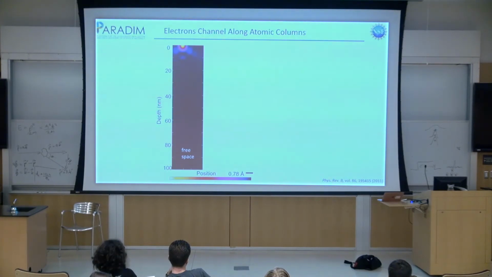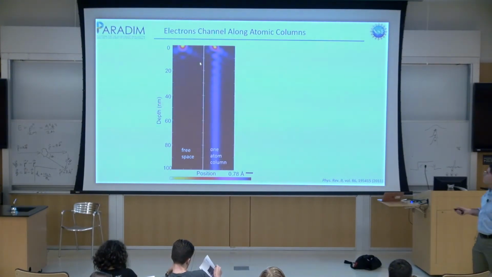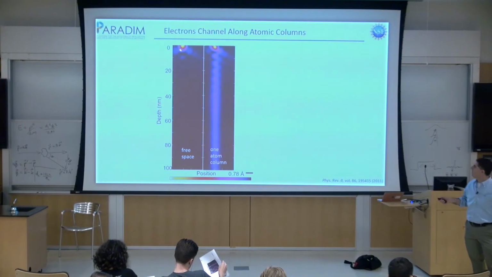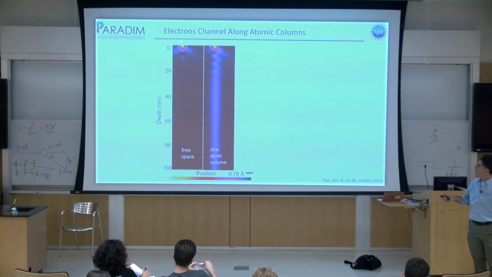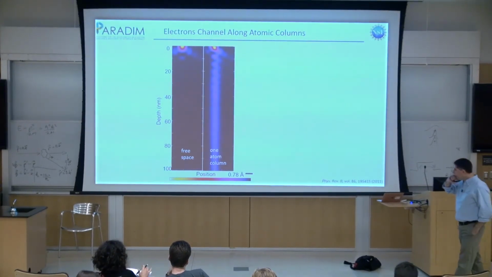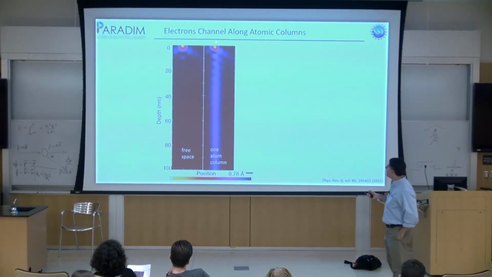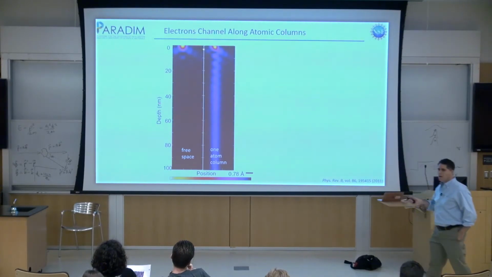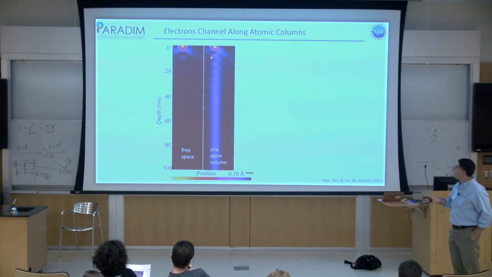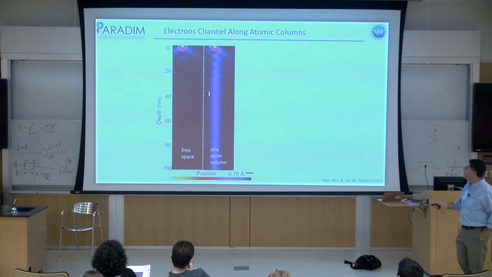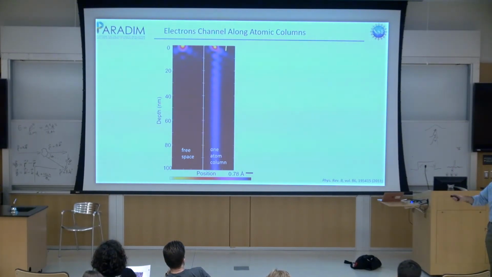Here's another example. In free space, with an aberration corrector, this is what I'd expect my beam to do. It's focused on the top surface, and now it's blurred out. Here's the funny thing. If I put one column of atoms in, then what happens is the beam channels down that column of atoms, and it remains focused on the atom column actually quite deep into the sample. And that's actually a good thing for imaging. It makes it easier to image thick samples than you would have expected otherwise.